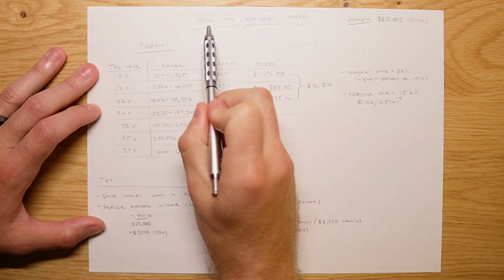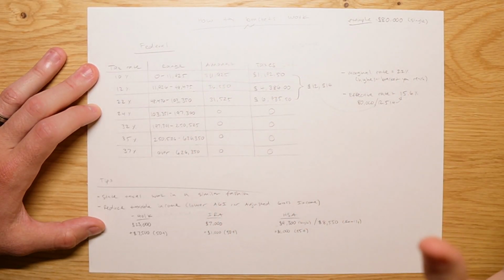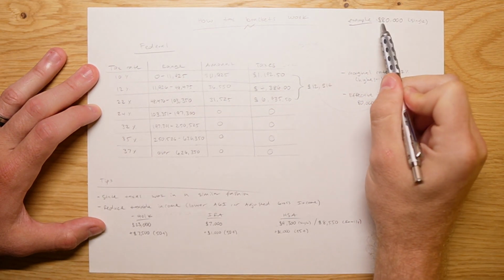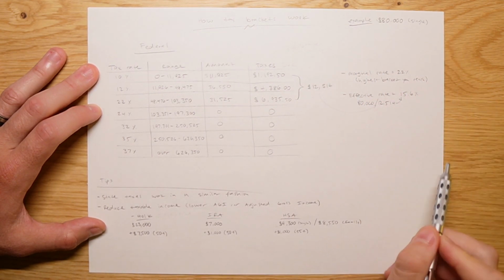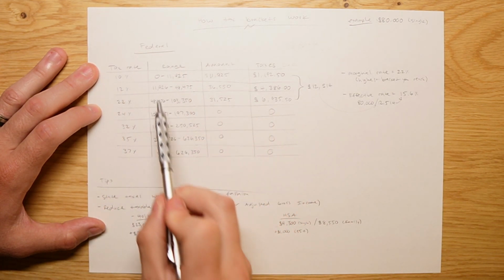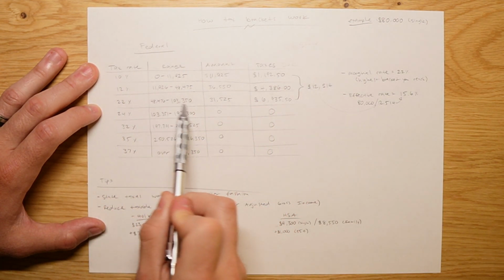All right, today I'm going to talk about how tax brackets work and just give you a general example of how this works in the real world. So the example I'm going to give is $80,000 and a single person. So from a federal perspective, here's all your tax rates and then the ranges for each.